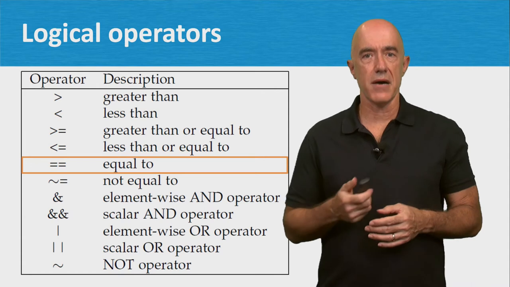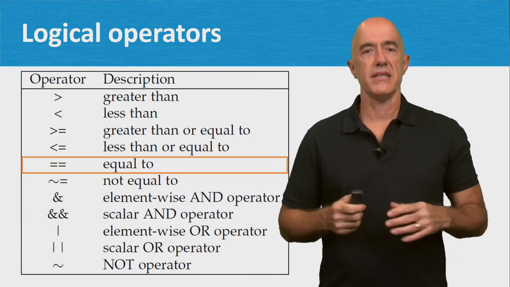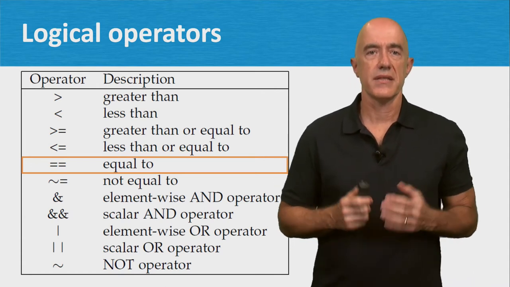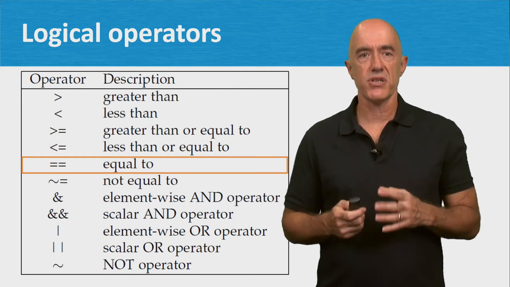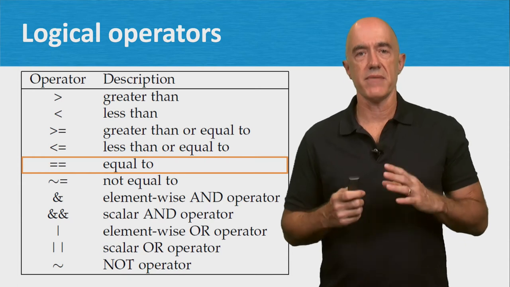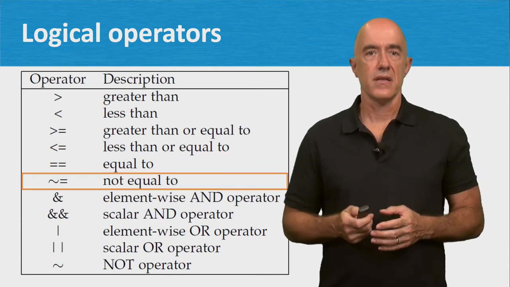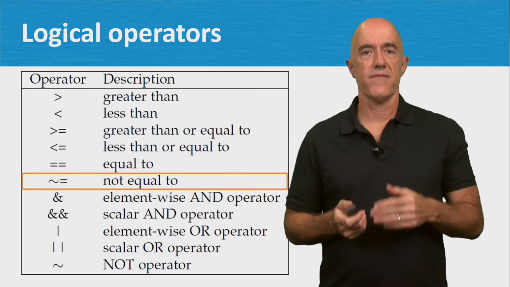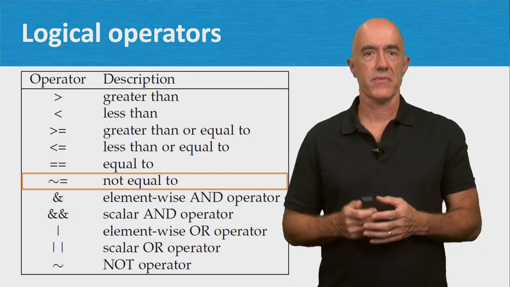Equal to is a double equal sign. It's easy to get that one wrong. A double equal sign is a logical operator. A single equal sign is an assignment operator. Not equal to is a tilde followed by an equal sign.